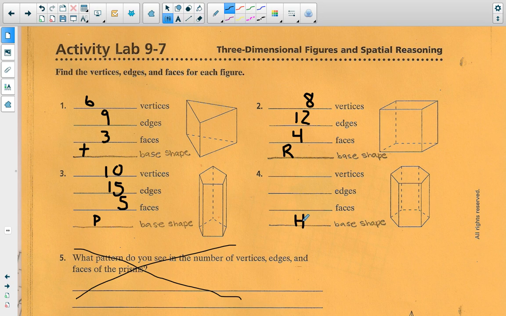So I should have 12 vertices. Let's count them: 1, 2, 3, 4, 5, 6, 7, 8, 9, 10, 11, 12. And I do. And I should have 18 edges: 1, 2, 3, 4, 5, 6, 7, 8, 9, 10, 11, 12, 13, 14, 15, 16, 17, 18. And if I counted all my faces, 1, 2, 3, 4, 5, 6. I have 6 faces that are not bases.